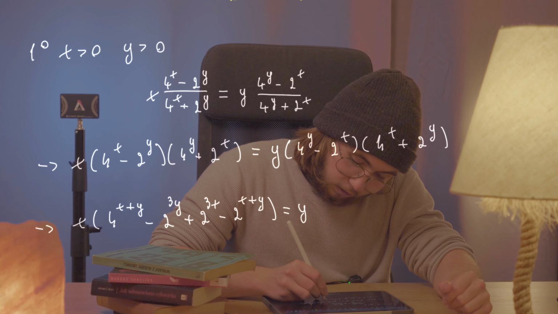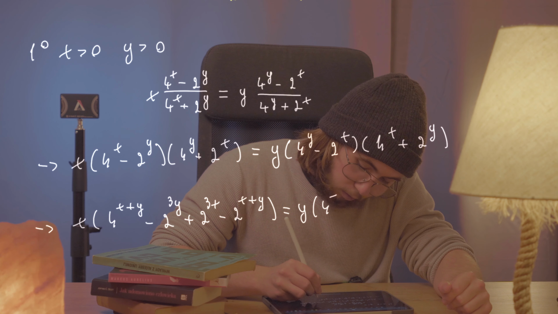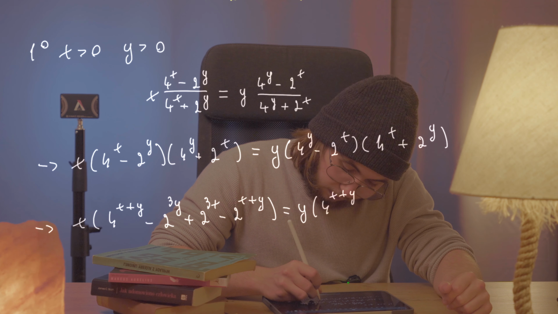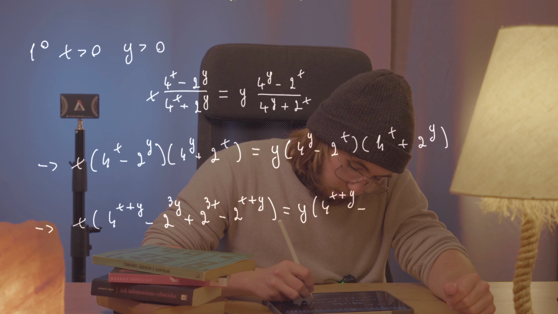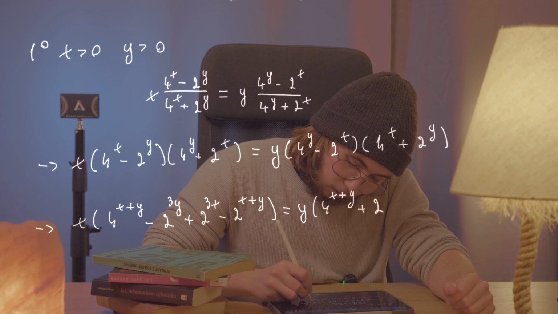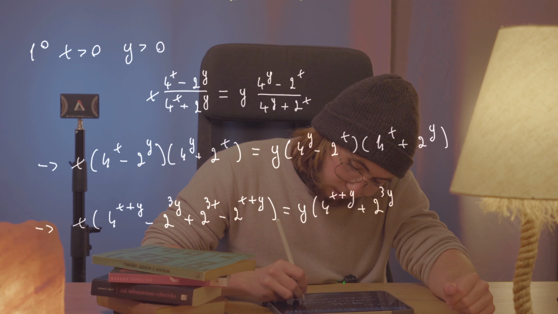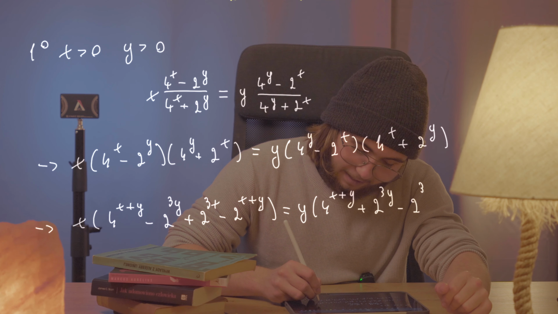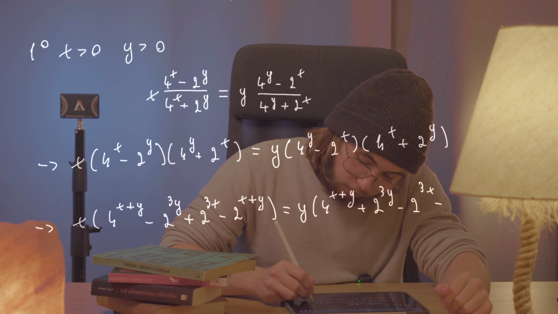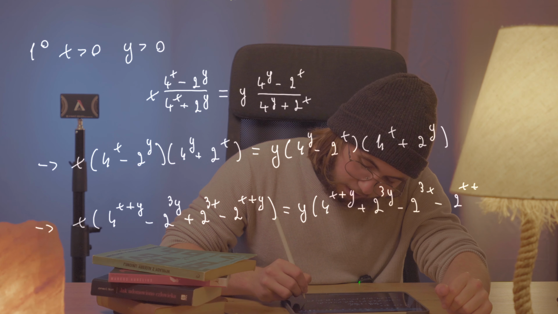And on the right hand side something very similar actually. It's going to be 4^(x+y) once again, then positive 2^(3y), sorry, not double the y, it's triple the y, then negative 2^(3x), and then negative 2^(x+y), the sum of x and y.